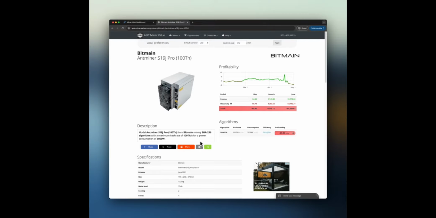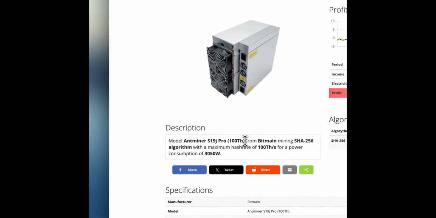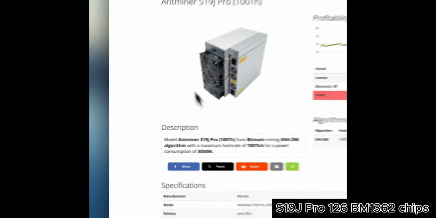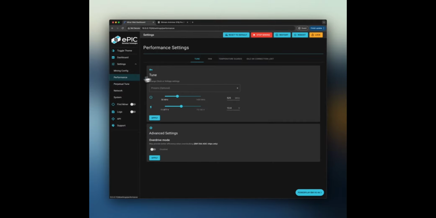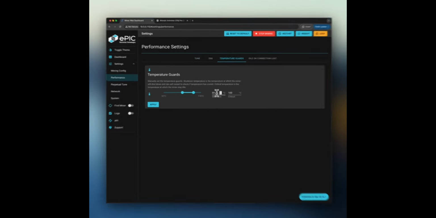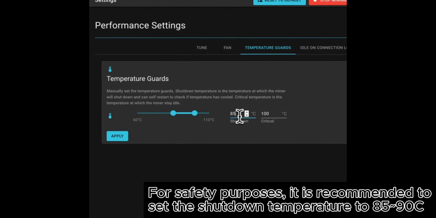First, you will set your target hash rate. In my case, I'm using an Antminer S19J Pro with 126 VM1362 chips, and the stock hash rate is 100 terahash per second. Also, my shutdown temperature is currently set at 85 degrees.